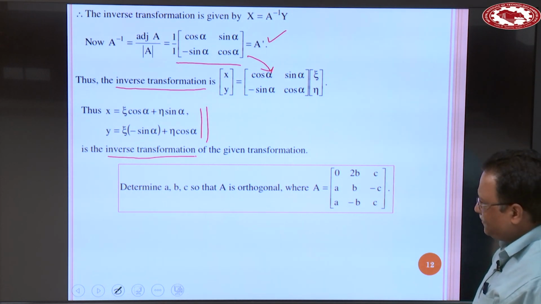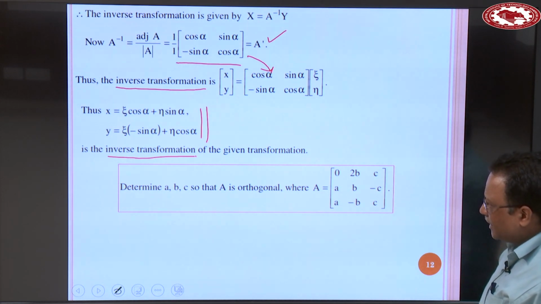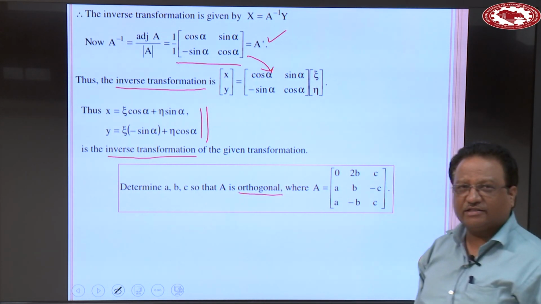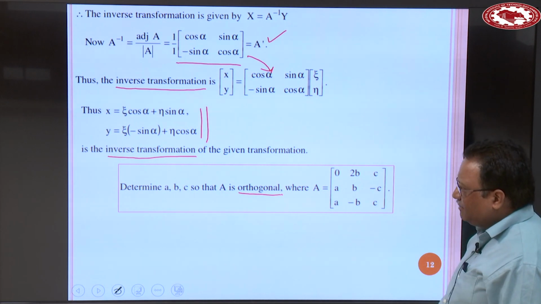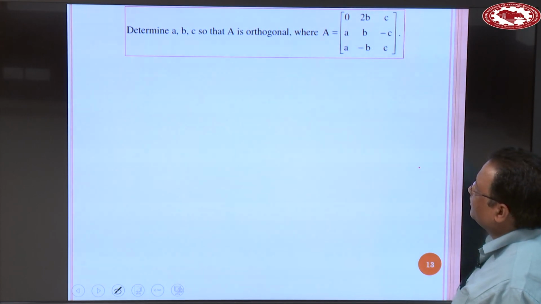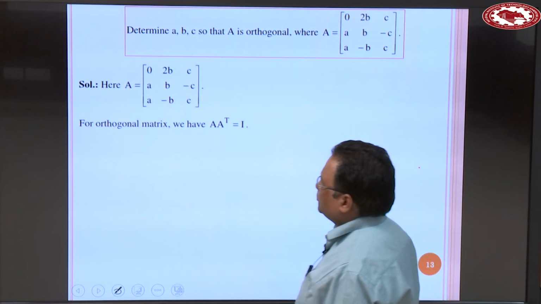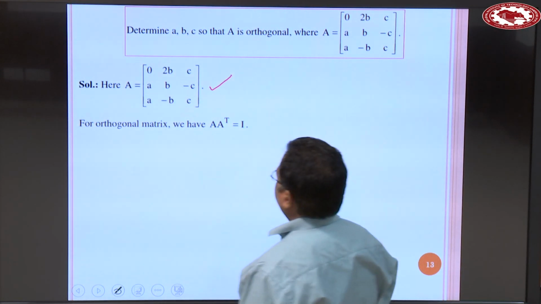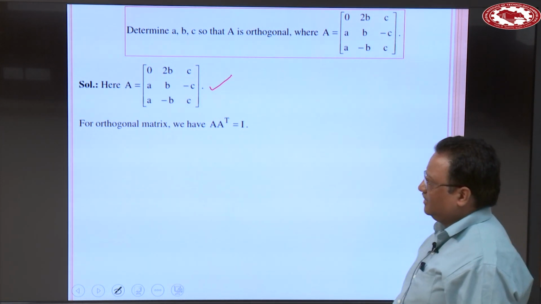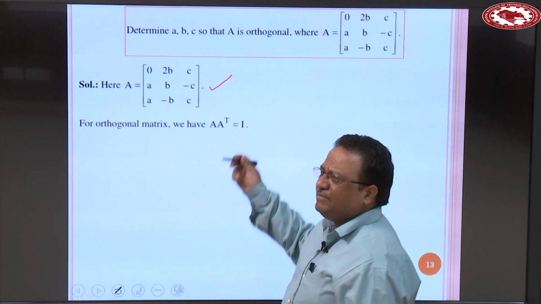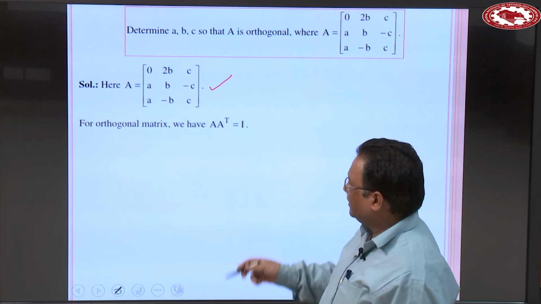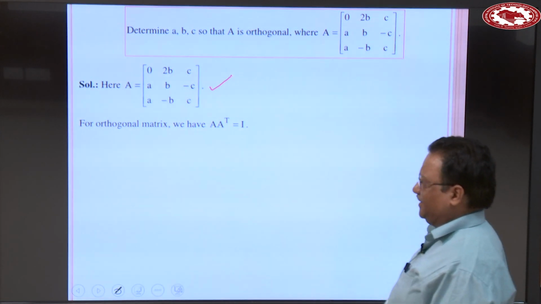One more question, the last question. Determine a, b, c so that A is orthogonal. This question is very simple. Determine a, b, c so that A is orthogonal, where A is given. So A is this, and for an orthogonal matrix we have A A T, where T means transpose. You can write A A dash or A A T. Clear? So A A T is equal to I.